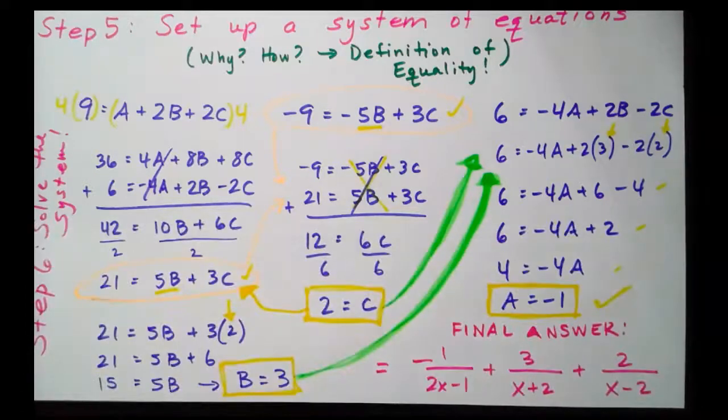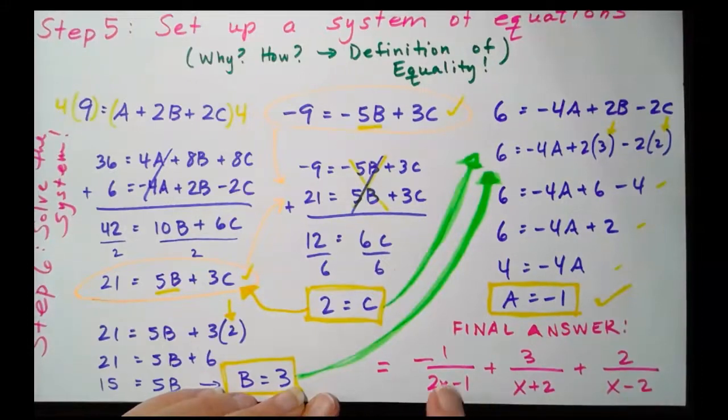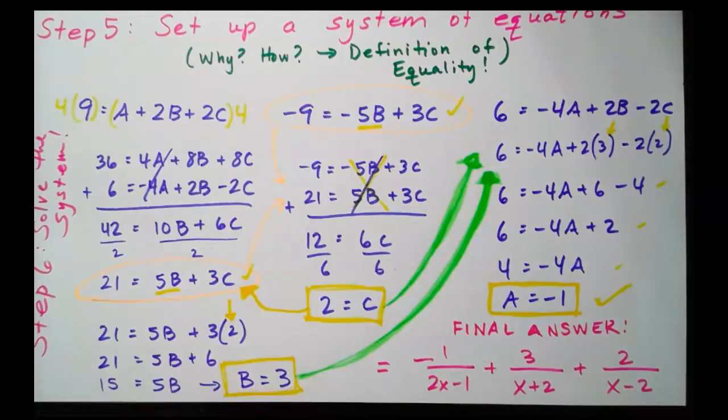If I plug in those values back into that initial breakdown, this is my decomposed partial fraction. So I took the one large rational expression and I've broken it down into 3 bite-sized pieces. So that's what we would get.